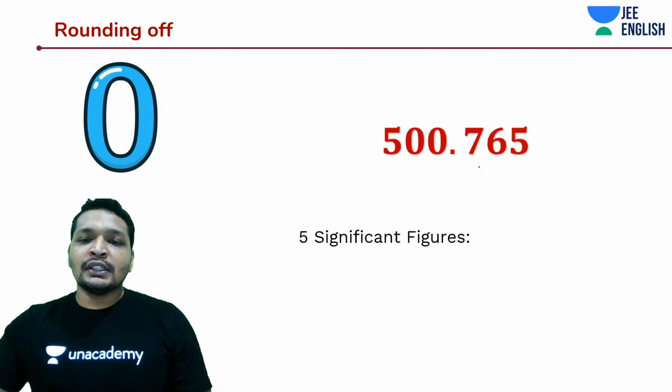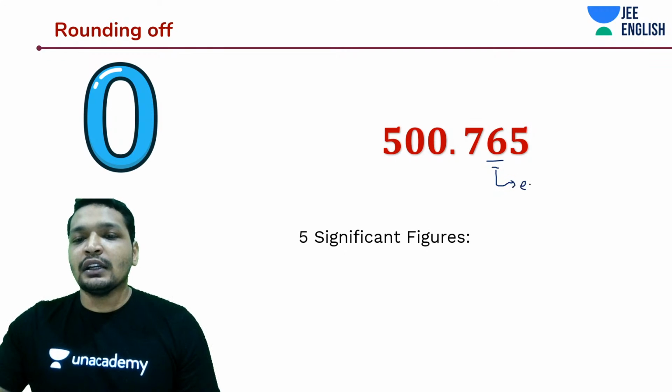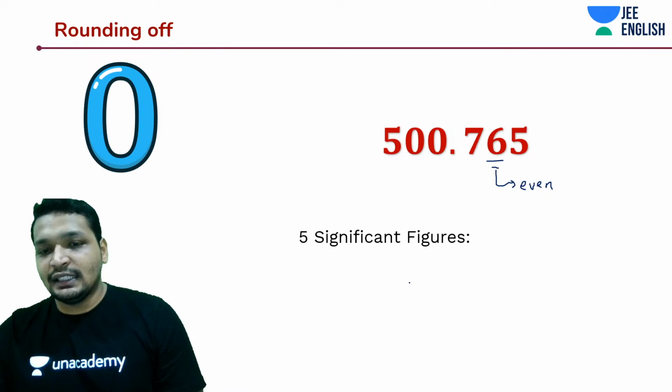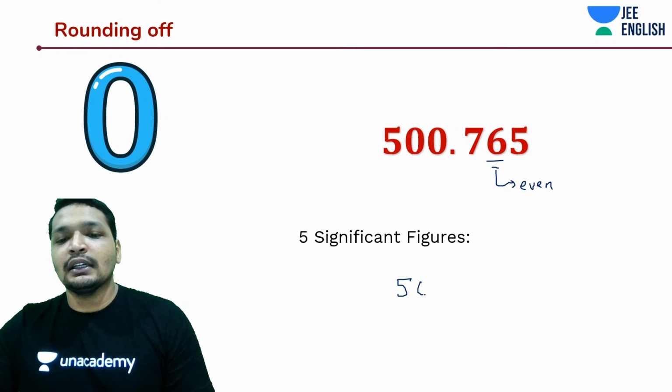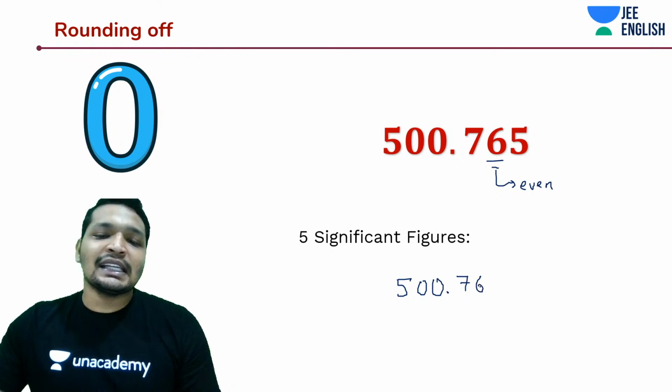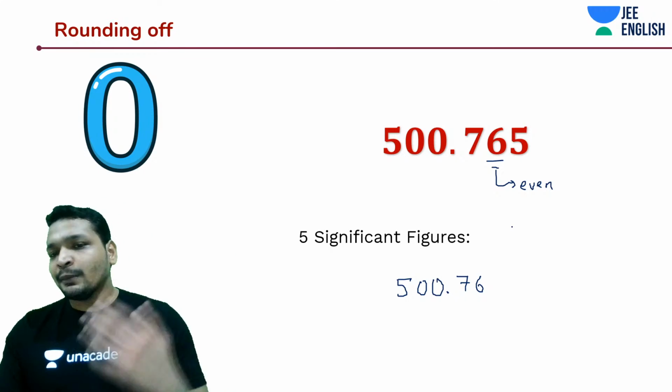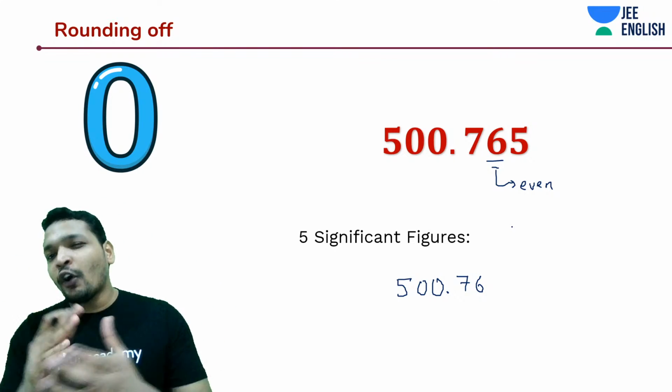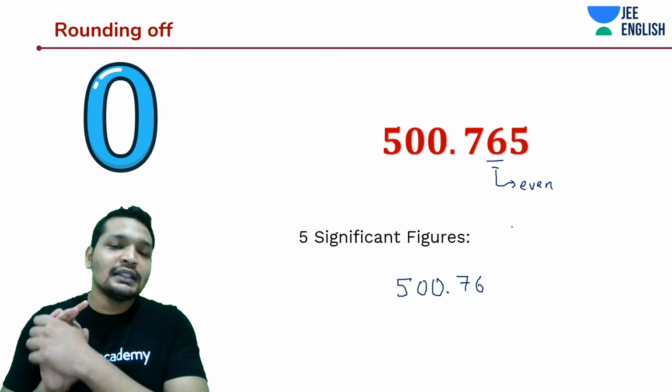And how about this? You know what it is? This is even. You would just keep it as it is. So it is going to be 500.76. That's it, guys. That's about odd and even. If you have any confusion, I hope you got clarity at this point.